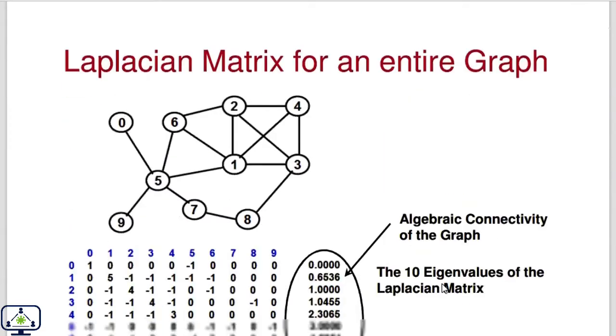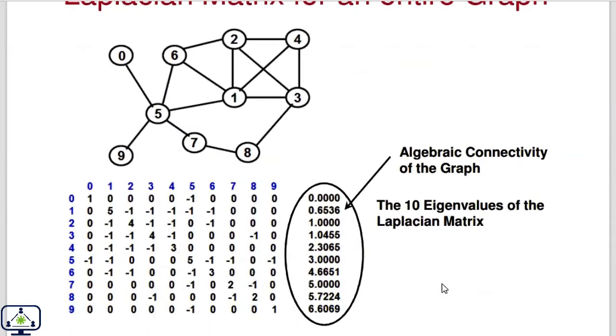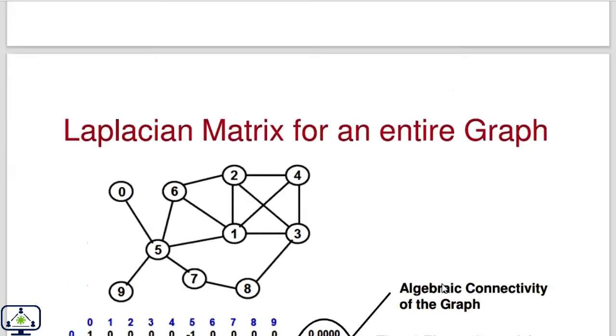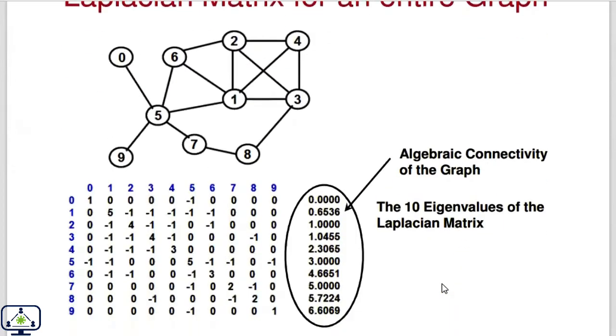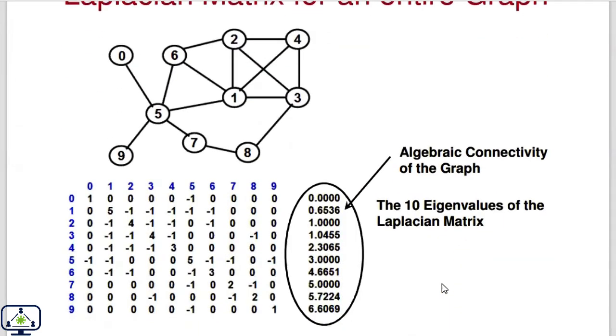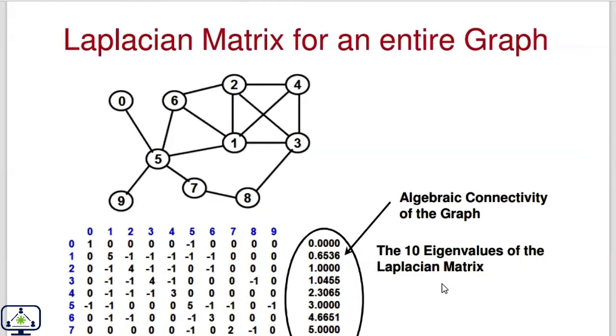In order to proceed further with the algorithm and the quantification process, I use this notion of algebraic connectivity of a graph. Algebraic connectivity tries to quantify the extent to which a graph is connected. As you can see, this graph is connected, but we want to quantify how much it's connected. One way to do that is using algebraic connectivity.